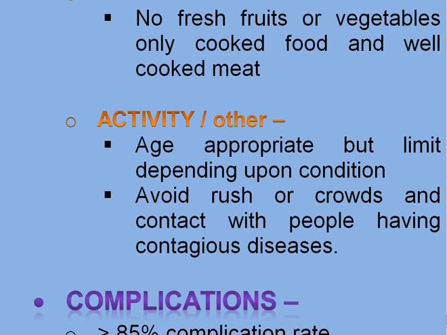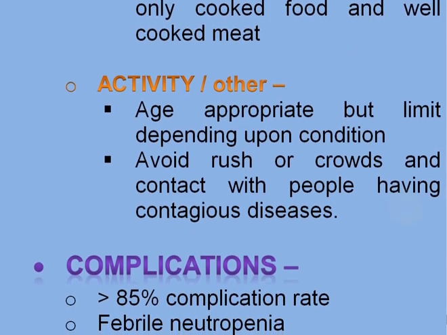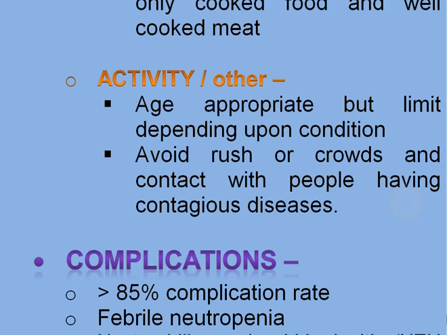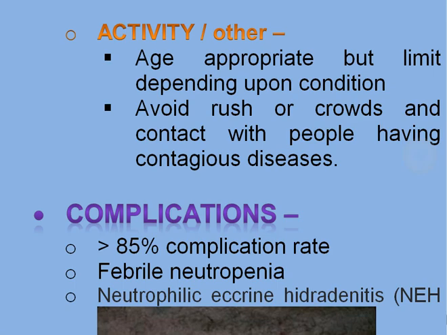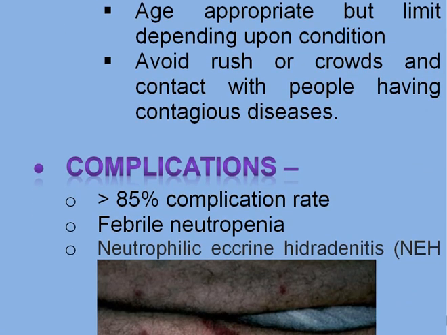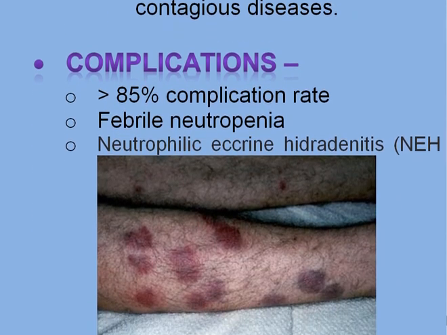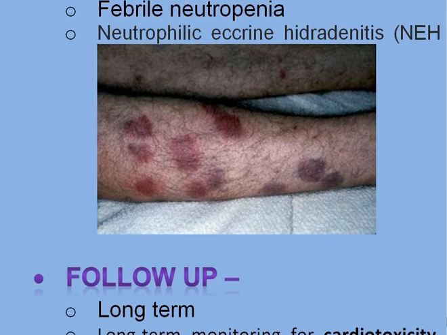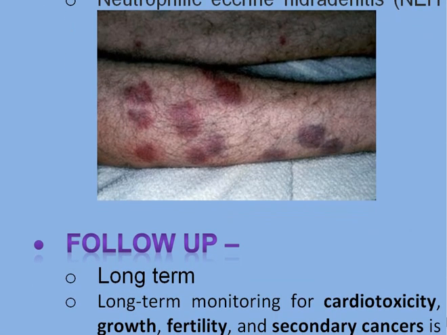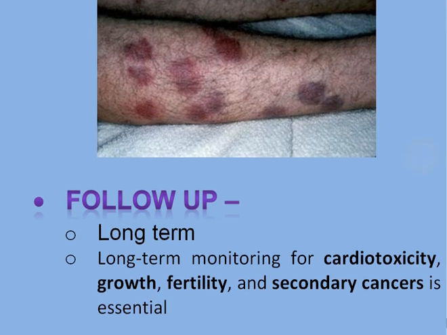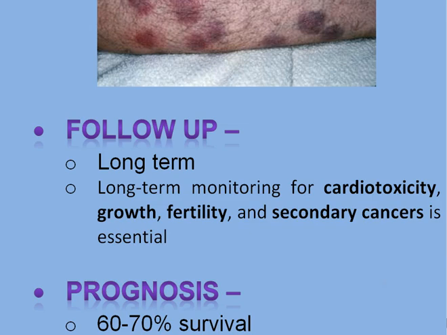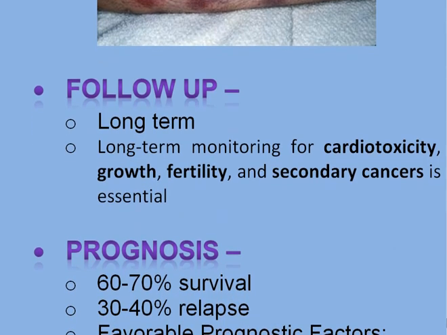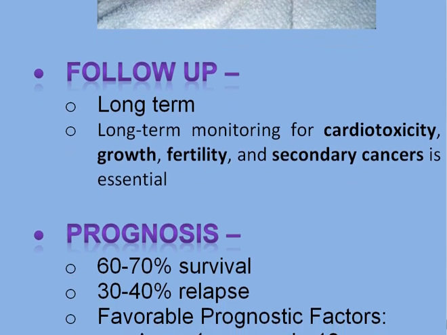The complication rate is greater than 85%. The most important and fatal complication is febrile neutropenia. There can be neutrophilic eccrine hidradenitis. This may look like this. The follow-up requires a long-term follow-up. Patients are monitored for cardiotoxicity, growth, fertility, and secondary malignancies as essentials. Prognosis: 60 to 70% survival rate, 30 to 40% relapse rate.